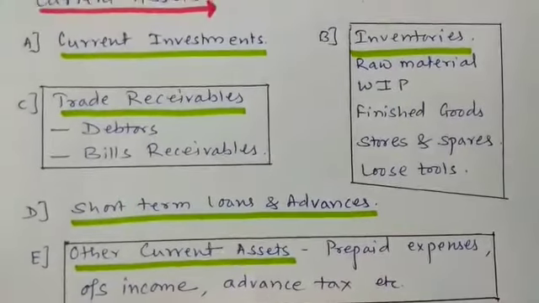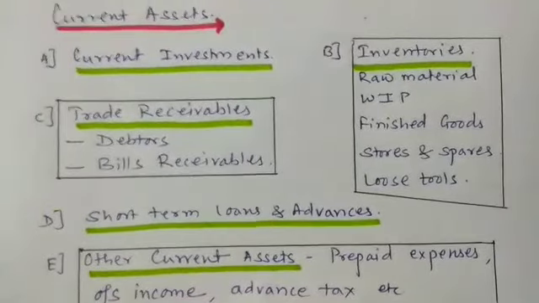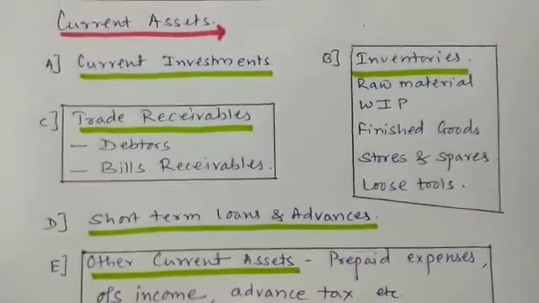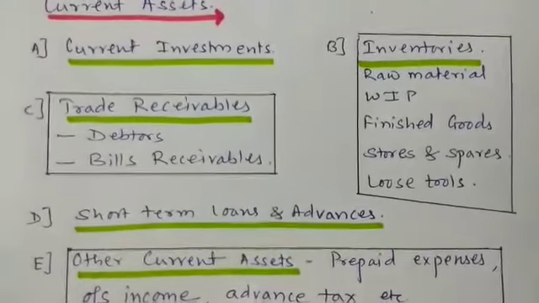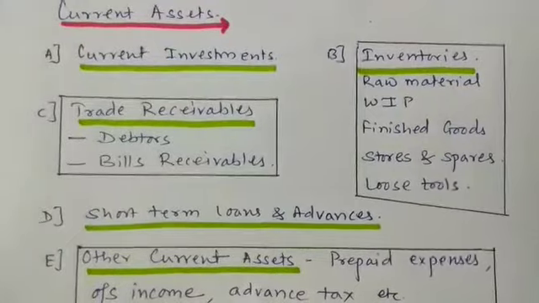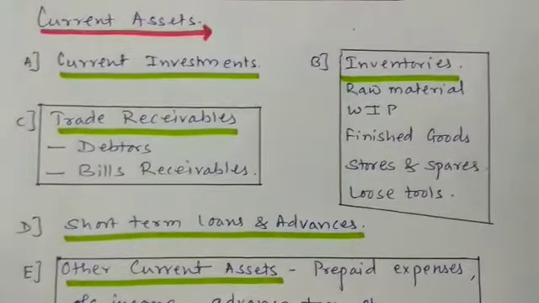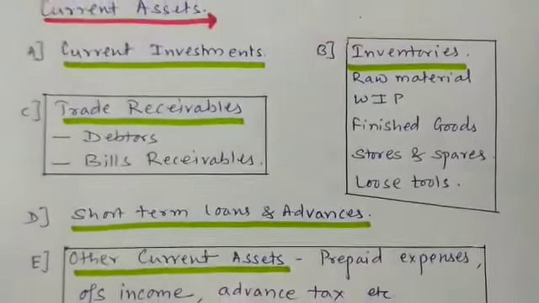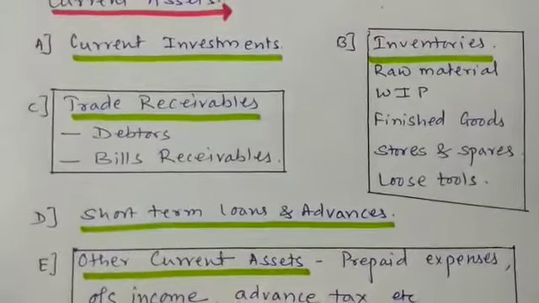The first is current investment. The investments which are held for a short period of time, less than 12 months. Second is inventories, that is stock of different types. Raw material, WIP, that is work in progress, finished goods, stores and spares, and loose tools are a few examples of inventories. Trade receivables in the form of debtors and bills receivable.